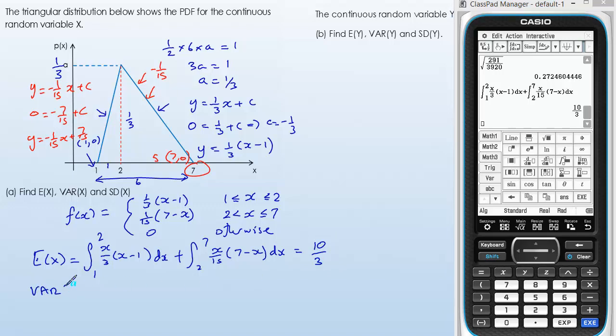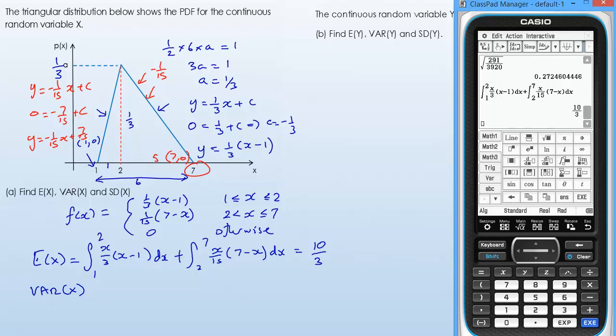Now we know how to get at var x. That's the expectation of x squared, take away the mean squared. For the expectation of x squared, all we need to do is go in here and change these to squareds. We've seen all this sort of process before. If you're not sure about it, go back and look. And that's 77 over 6.